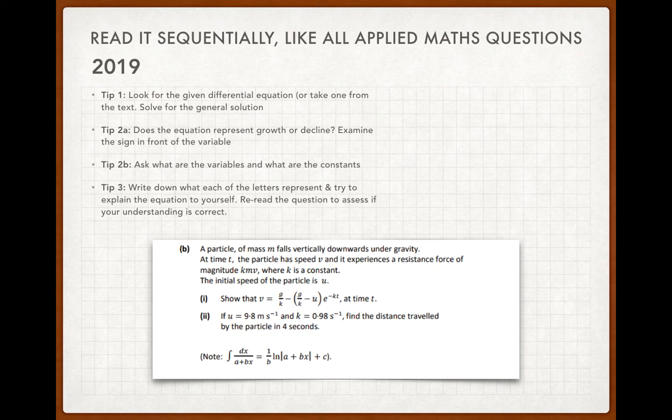Part 2. If u is equal to that and k is equal to that, find the distance travelled by the particle in 4 seconds. Now, you can go back to the acceleration formula, but right now I don't recommend you do it. I recommend using the formula in part 1 to get part 2. I do that because they're giving the formula in part 1 in case guys can't do it, but also because it's likely that it's easier to integrate. So multiply in by the e to the minus kt, and then leave v equal to ds dt, get a formula for s, and sub in for the values there if you can, and see how you get on.